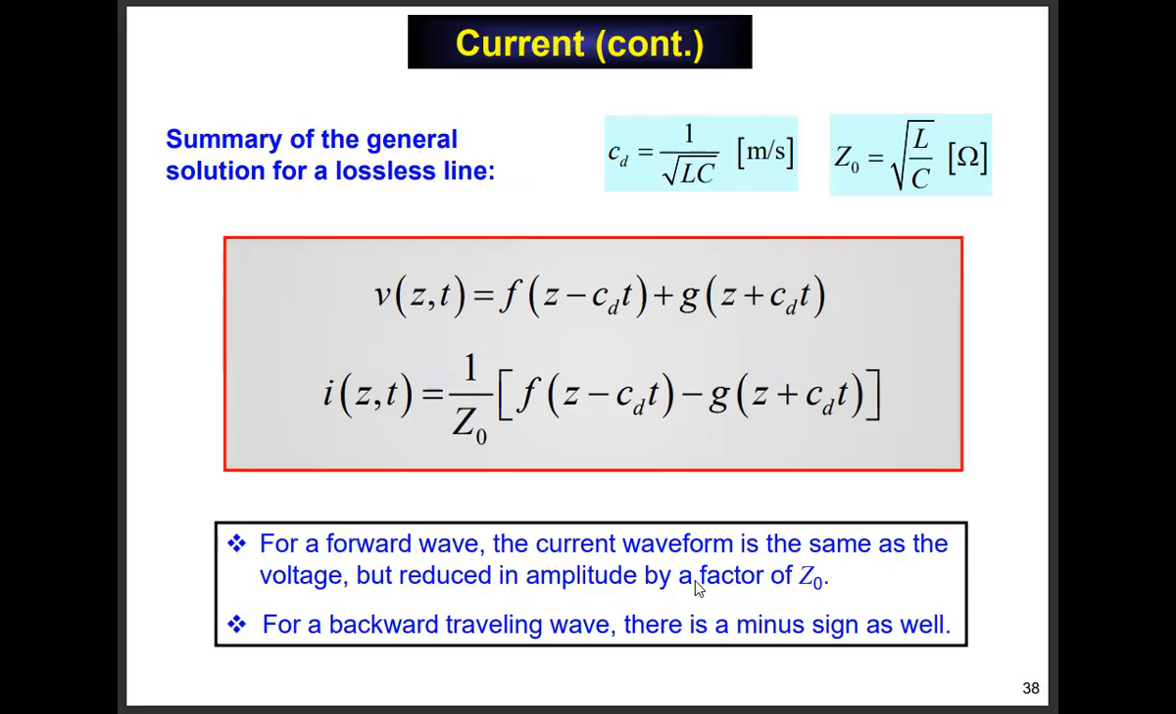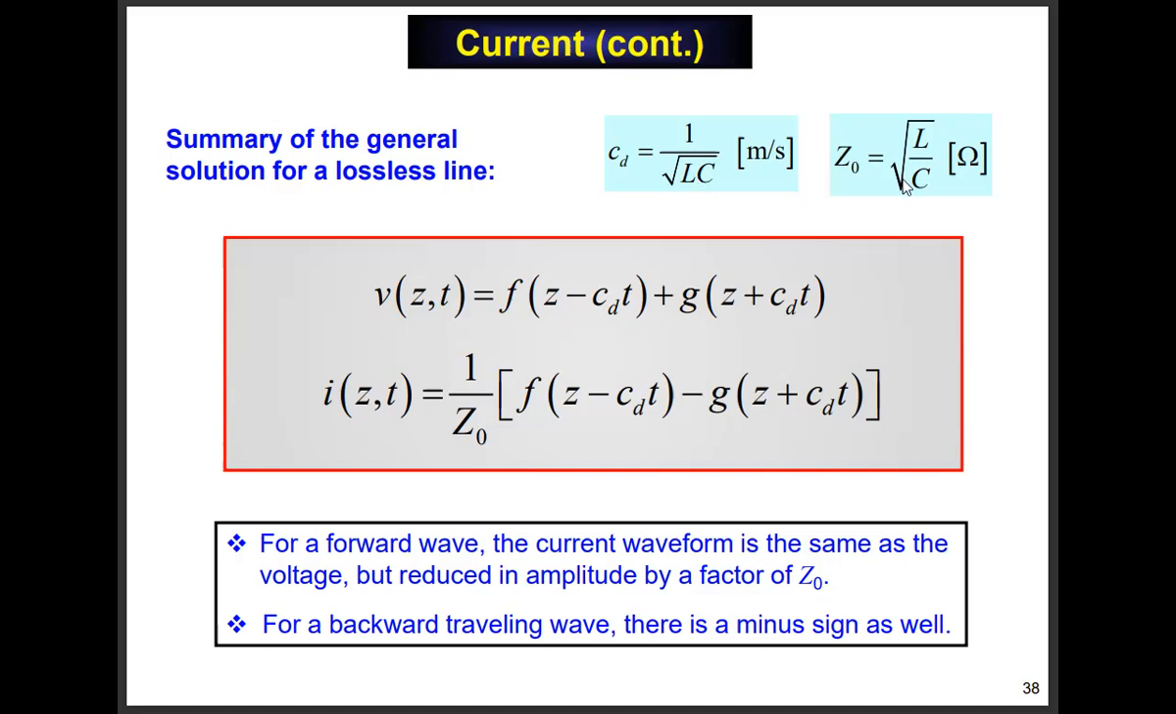In the time domain, for a lossless transmission line, this is the most general way to represent the solution for these waves going back and forth on a transmission line, the voltage and the current. Let me go over it one more time. Now, the notation is, CD is the speed of light on the transmission line, which is 1 over square root of LC. You can also say 1 over square root of mu epsilon.